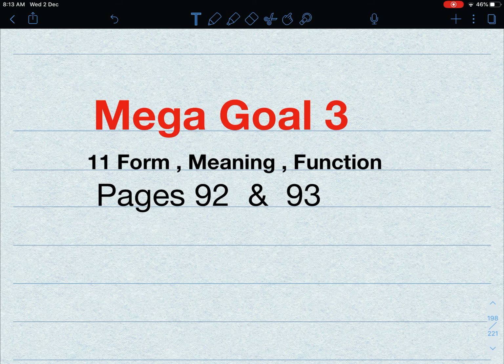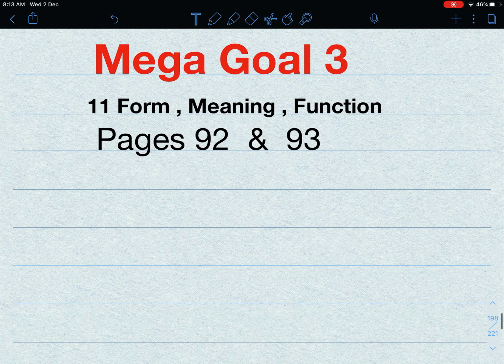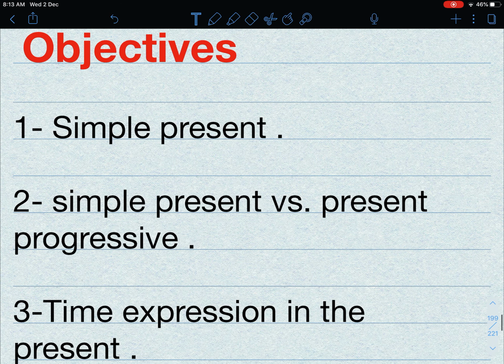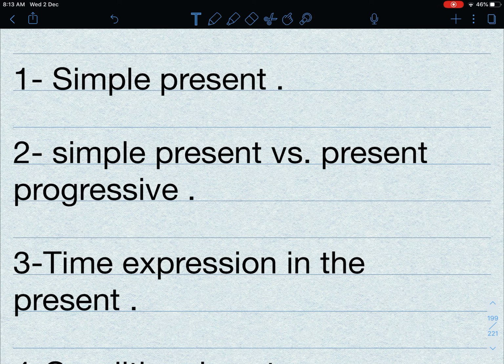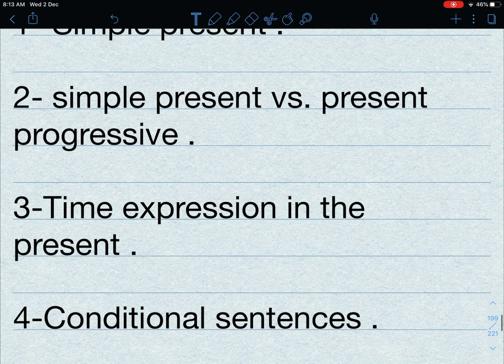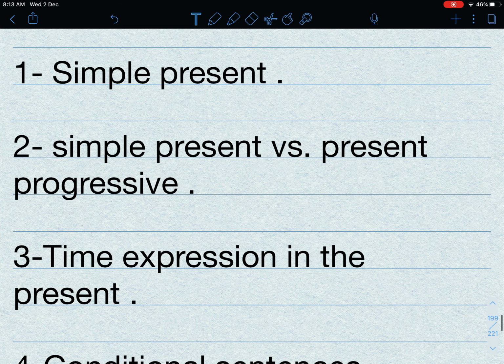Hello everybody, Mega Goal 3, second day, 11, form, meaning, function, pages 92 and 93. Now let's take a look at the objectives. Number 1, simple present. Number 2, simple present versus present progressive. Number 3, time expressions in the present. Number 4, conditional sentences. And number 5, I'd rather.